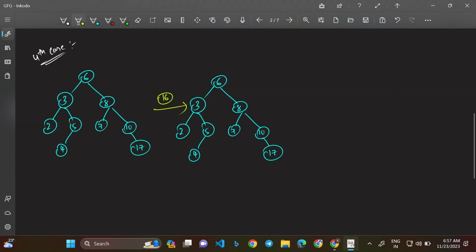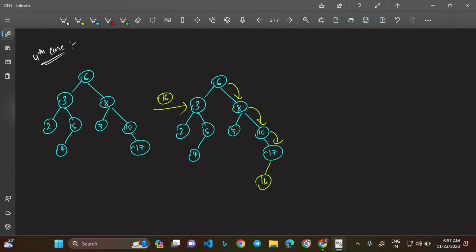Now where can we insert 16 here? 16 is greater than 6, come to the right. 16 is greater than 8, come to the right. 16 is greater than 10, come to the right. 16 is less than 17, so add it to the left of 17. Once we have added this, according to the first rule, calculate the balance factors.